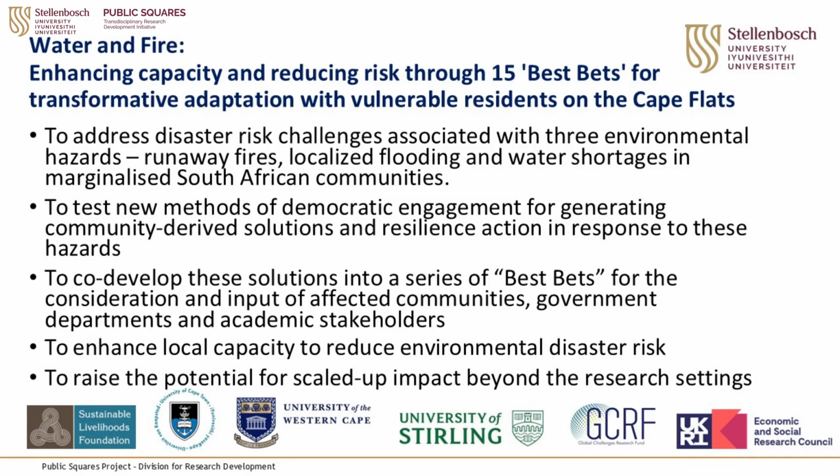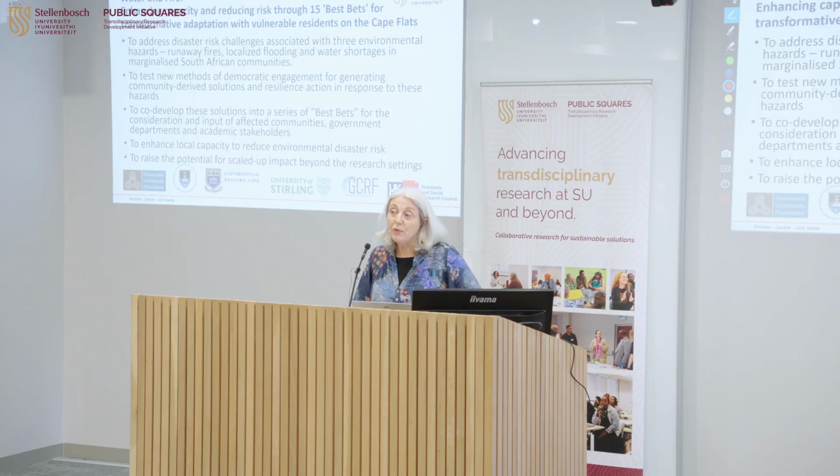So the aims and objectives of the Water and Fire project, and in the very long name of this project, was enhancing capacity and reducing risk through 15 best bets for transformative adaptation with vulnerable residents on the Cape Flats. The objectives of this project were to address disaster risk challenges associated with 3 environmental hazards. The hazards that we were exploring were fire, localized flooding and water shortage in 3 marginalized South African communities on the Cape Flats, to test new methods of democratic engagement for generating community-derived solutions and resilience action in response to these environmental hazards, to co-develop these solutions into a series of best bets for the consideration and input of affected communities, government departments and academic stakeholders, and to enhance local capacity to reduce environmental disaster risk, as well as raising the potential for scaled-up impact.